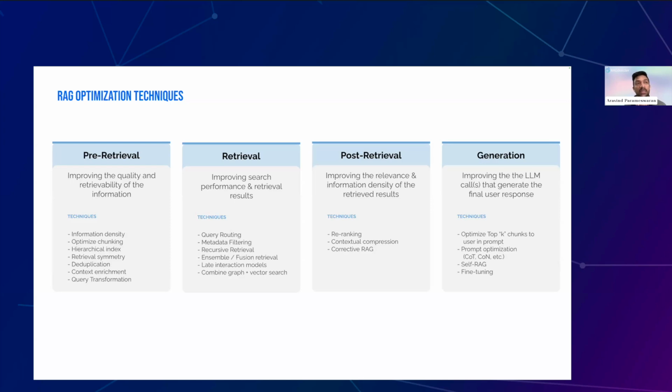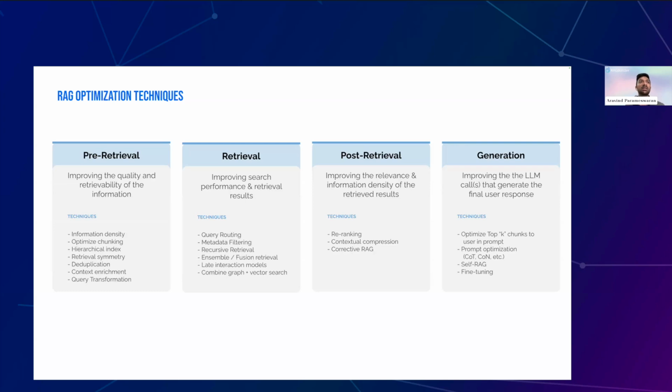But overall, these techniques sit across 4 different buckets. There's a bunch of techniques which come under pre-retrieval. Before you even look at retrieval, in the data ingestion phase, what are some of the things that you can do to improve RAG accuracy and performance? You can improve information density. You can optimize chunking. You can do a bunch of different transformations on your data so that when you do retrieval, it's more effective.